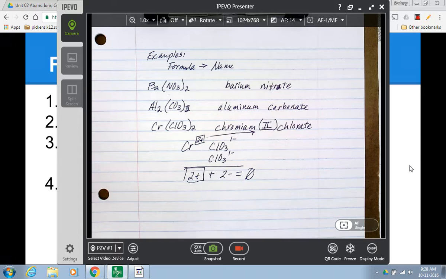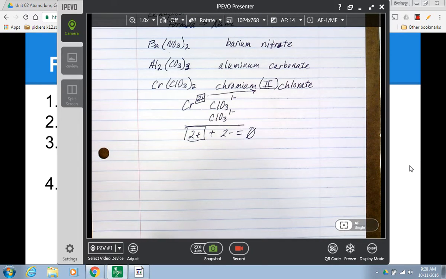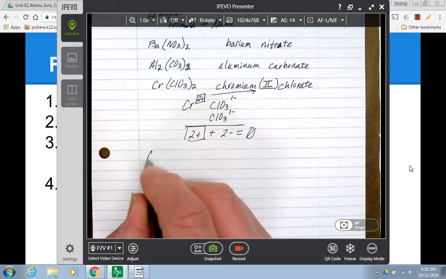All right, the next one that we're going to do is Cu2SO4.